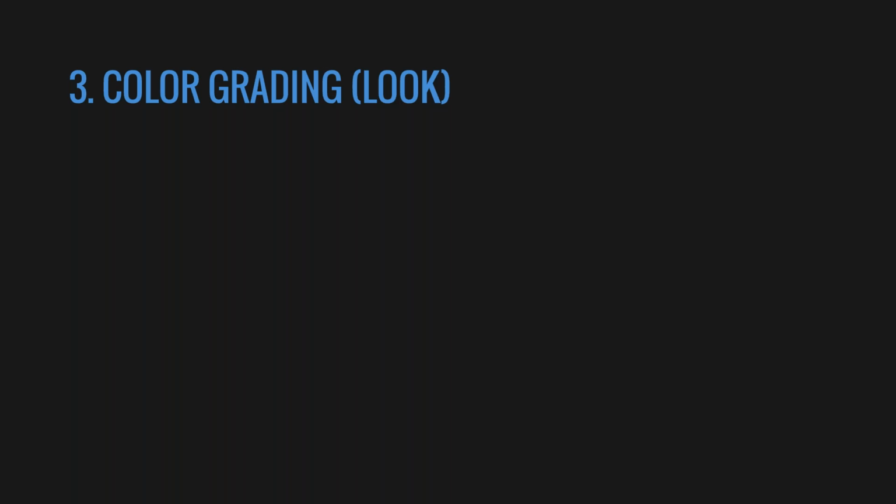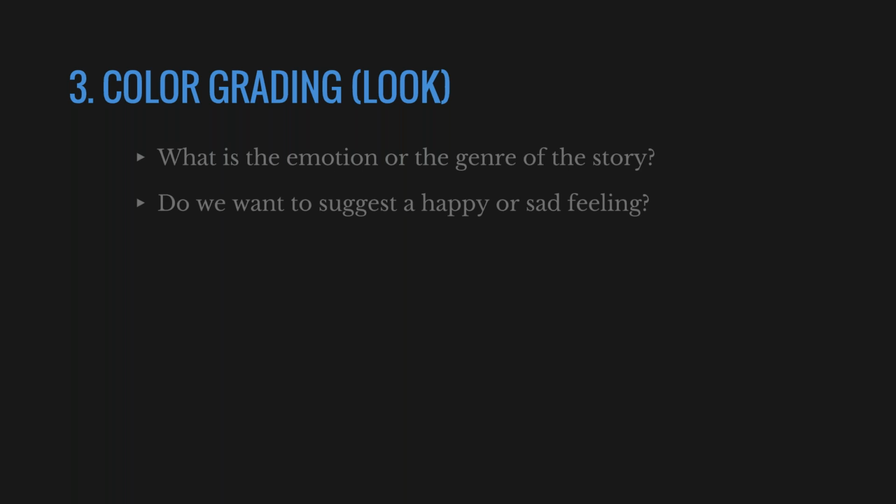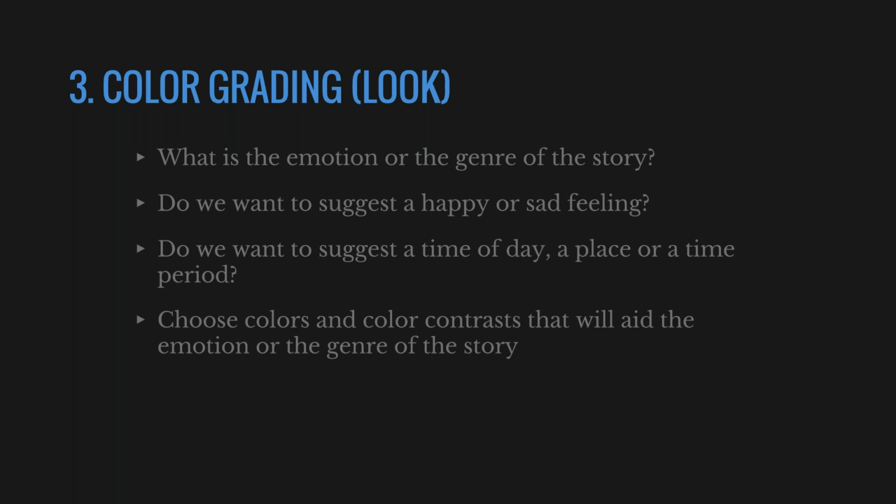Okay, so now we're to the fun part of color grading, and that's creating a look for the shot that helps with the mood in the scene. Of course, we want to have an objective. We don't want to just throw or splash something on there. We want to do something that helps with the emotion or the genre of the story. So we want to ask ourselves, do we want to suggest a happy or sad feeling? I mean, these are some pretty basic questions. But do we want to suggest a time of day, a place, or a time period? And then we want to choose colors and color contrasts that will aid with emotion.